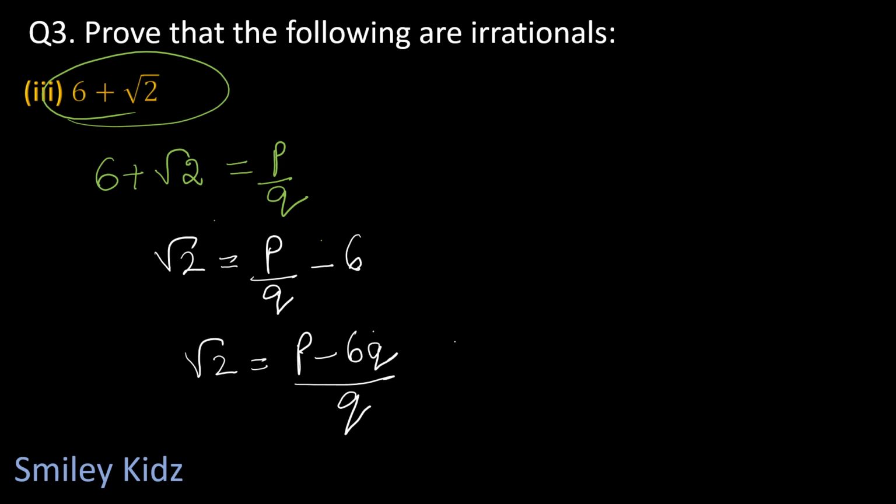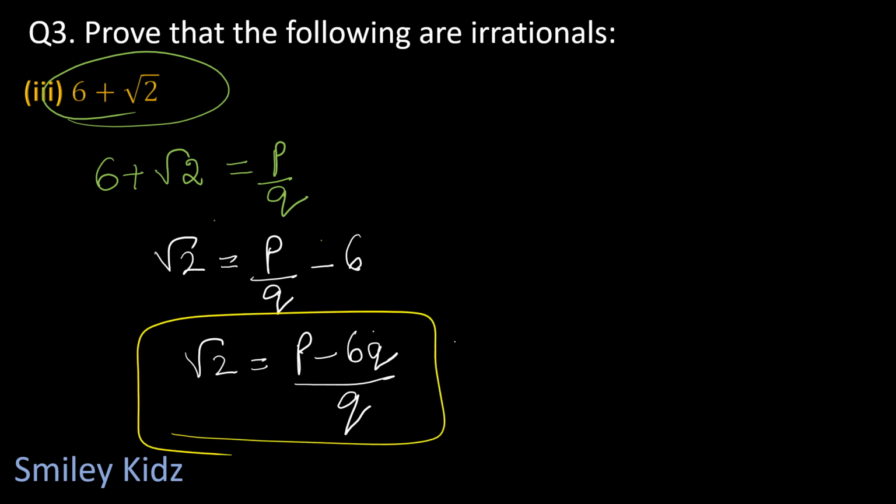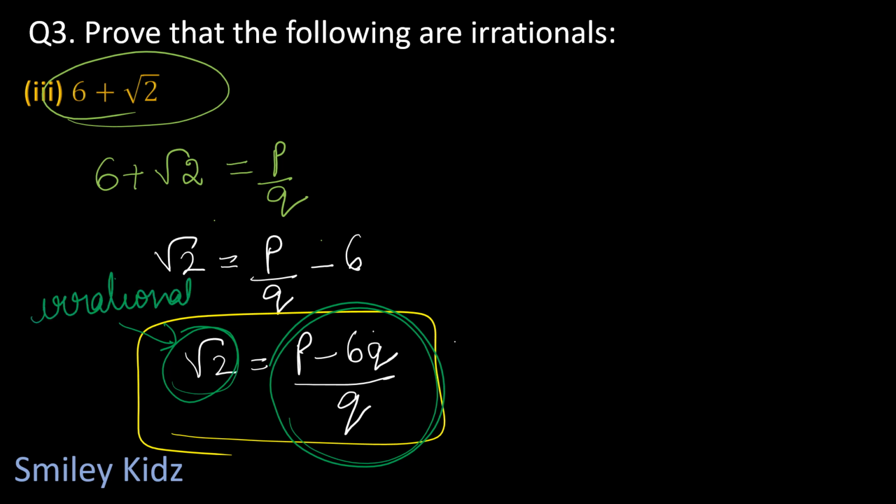Now, have a look at this particular equation. So the LHS, root 2, is an irrational number, right? But have a look at the RHS. Where P and Q are integers, P minus 6Q upon Q turns out to be a rational number. But wait, what? It again contradicts our assumption that 6 plus root 2 is a rational number. So we conclude that 6 plus root 2 is an irrational number.